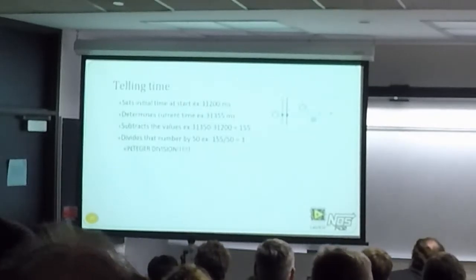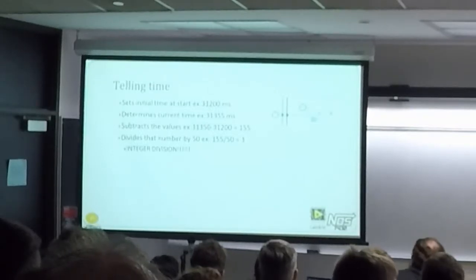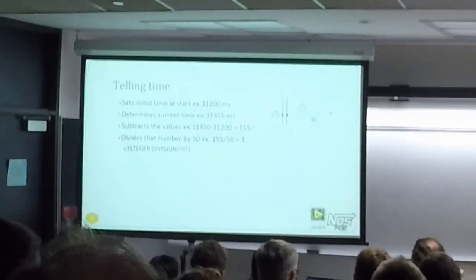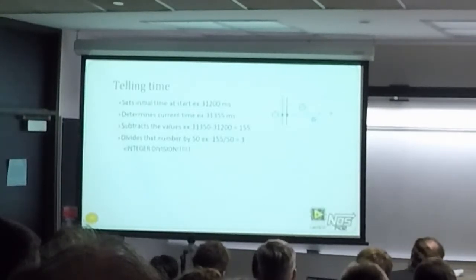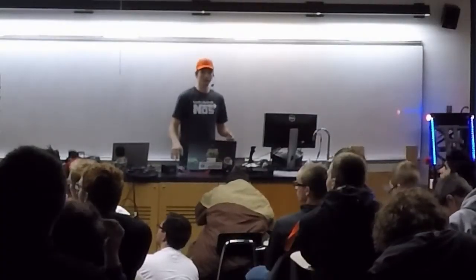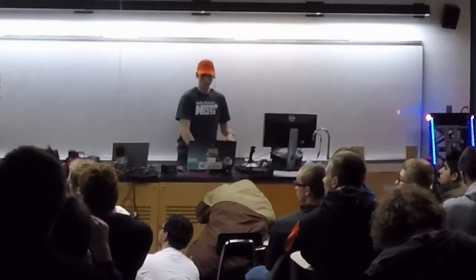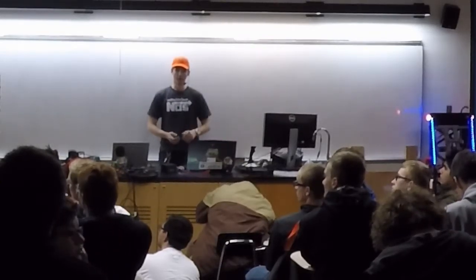So to tell time, if your initial time is 31,200, this is here. Once it enters that for loop that's pushing all those trajectories, it now has an active timer over there. It's going to do some subtraction. We're going to divide by 50, and remember, integer division, decimals dropped. We come out with an answer of 3 for this given one.